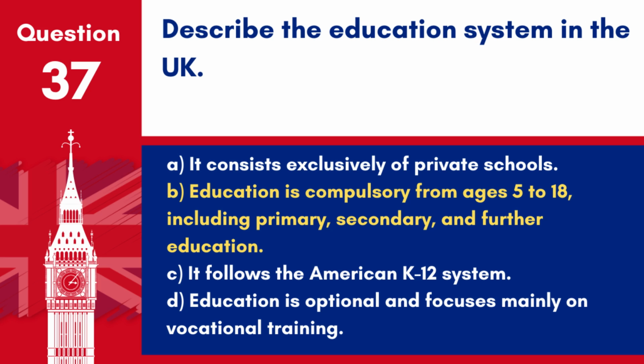Answer B. Education is compulsory from ages 5 to 18, including primary, secondary, and further education. The UK education system provides comprehensive education opportunities.